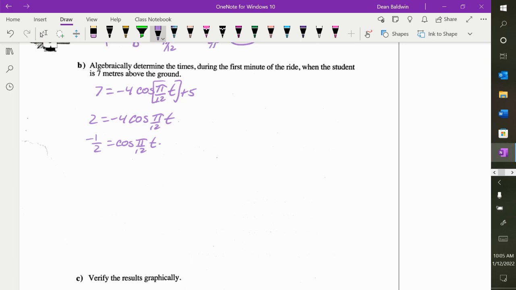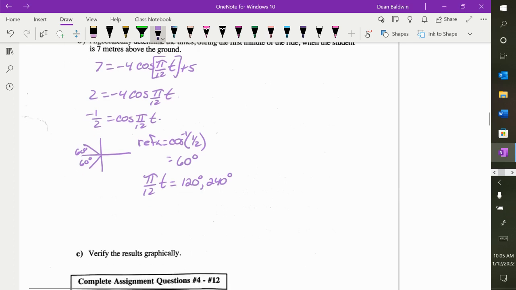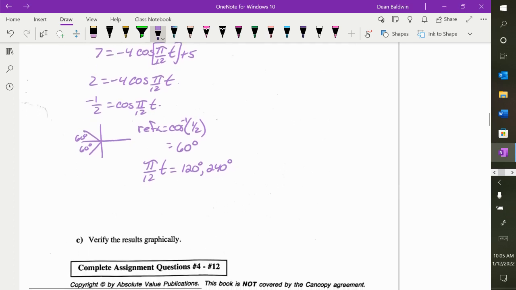Where is cosine negative? Quadrants 2 and 3. What is my reference angle? Or you can use the triangles up there. 60 degrees. So that means pi over 12 t is equal to what? 120 and 240. Does that make any sense in terms of units, I guess I should say? It's not in radians. It doesn't make any sense the way it's written right now, right? Because time is not measured in degrees.